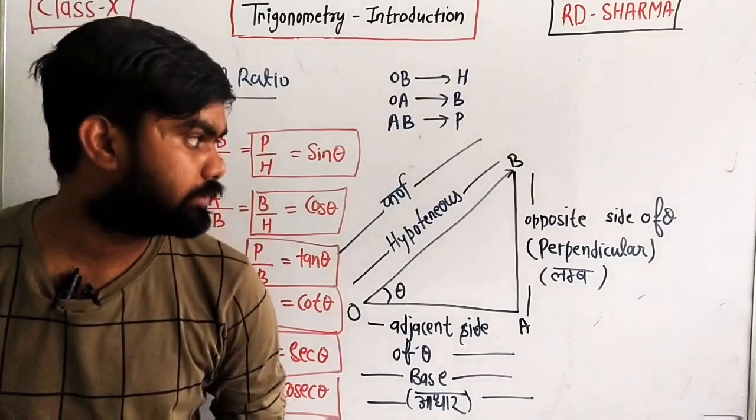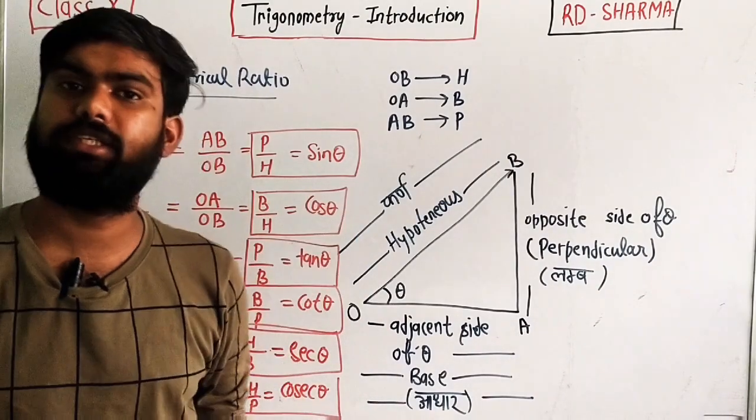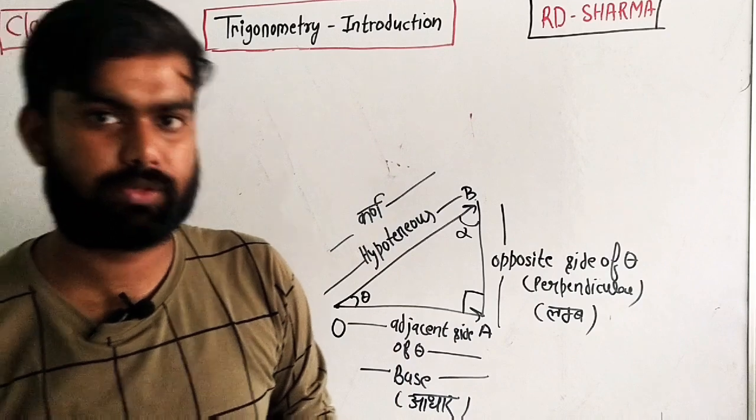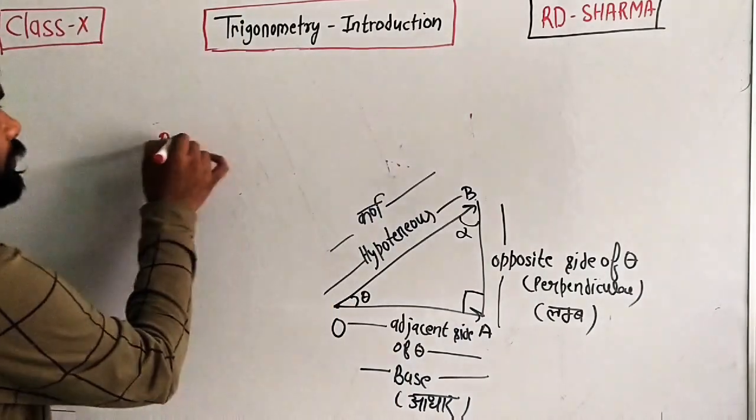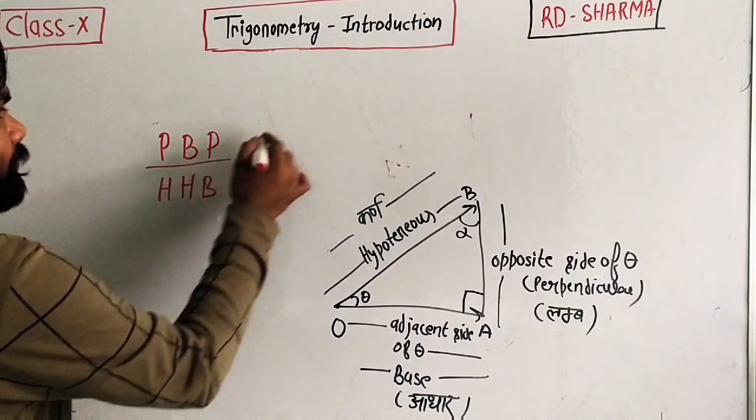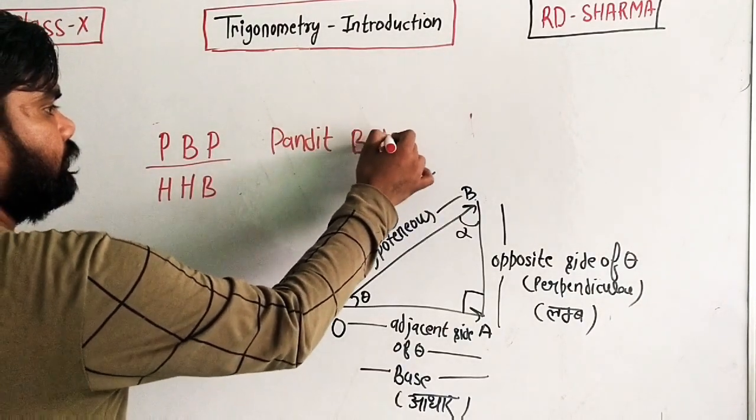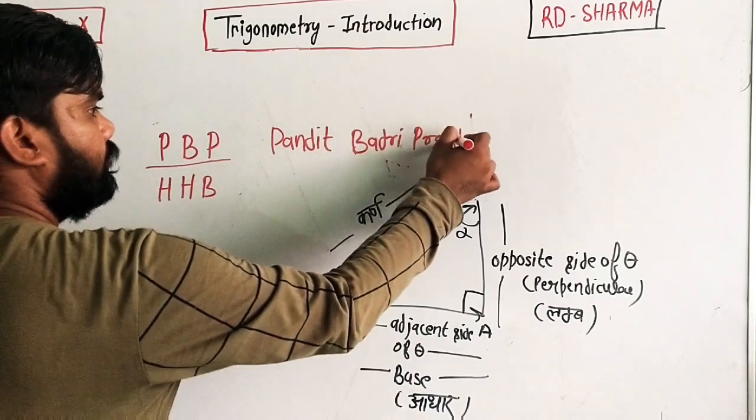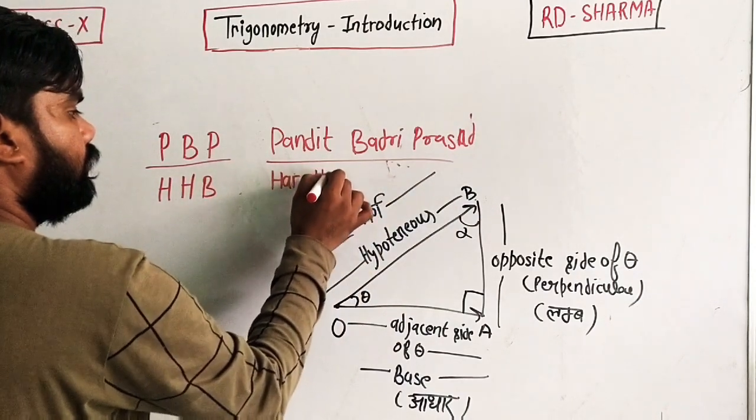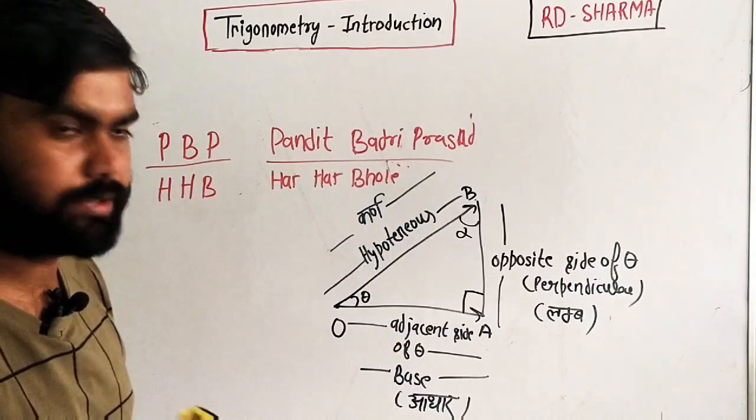Okay, as you know, we have a lot of tricks to learn these six formulas. The famous trick for learning these trigonometrical ratios is Pandit Badri Prasad Har Bhole. Pandit, Badri, Prasad, Har, Bhole. Okay, Bhole will bless you in this chapter.